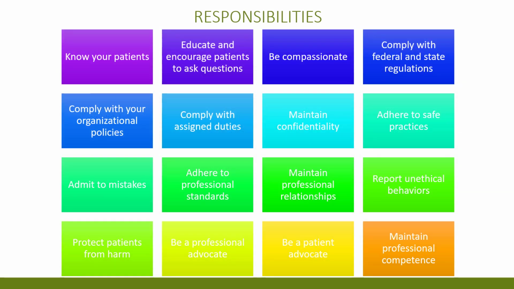As a student, you already have specific responsibilities to uphold. This might include being patient and being kind, being self-motivated, and having good time management. These responsibilities will only grow once you become a certified athletic trainer. Some of the additional responsibilities you may take on may include knowing your patients, educating and encouraging patients to ask questions, being compassionate, complying with federal and state regulations, complying with your organizational policies, complying with assigned duties, maintaining confidentiality, adhering to safe practices, admitting to mistakes when they do occur, adhering to professional standards, maintaining professional relationships, reporting unethical behaviors, protecting patients from harm, being a professional advocate, being a patient advocate, and maintaining professional competence.